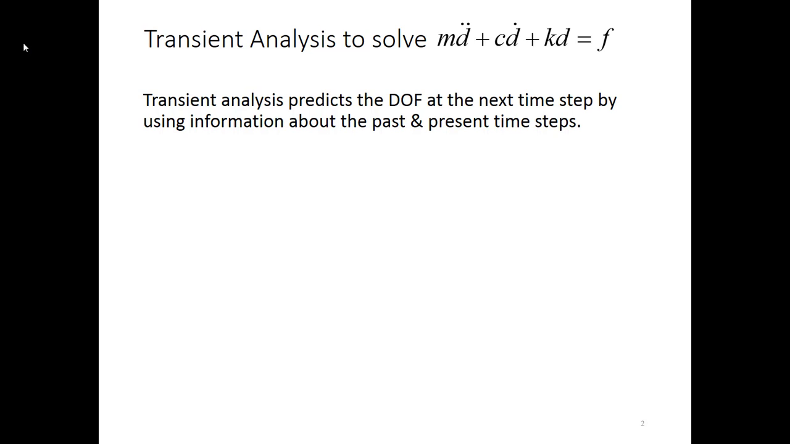What we're trying to do is solve this equation shown for a single degree of freedom: m d double dot plus c d dot plus k d is equal to f. So we have a mass times an acceleration plus damping times a velocity plus our regular stiffness matrix times our displacements is equal to a forcing vector, or a force in this case. So for transient analysis, the goal is to use information at the current and prior times in order to predict what's going to happen next, like reality.